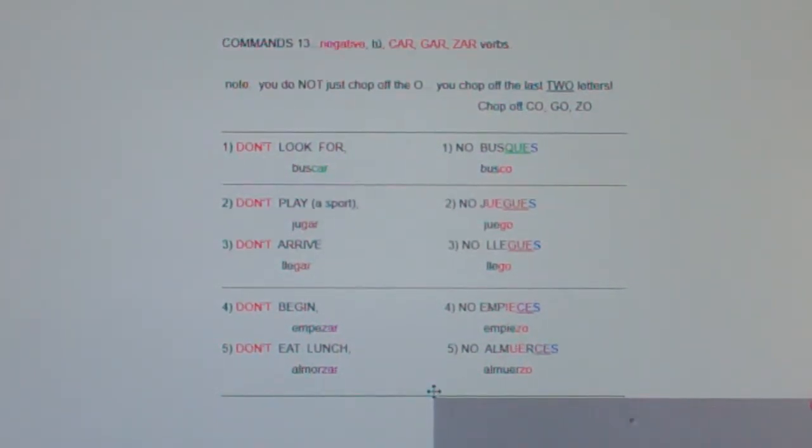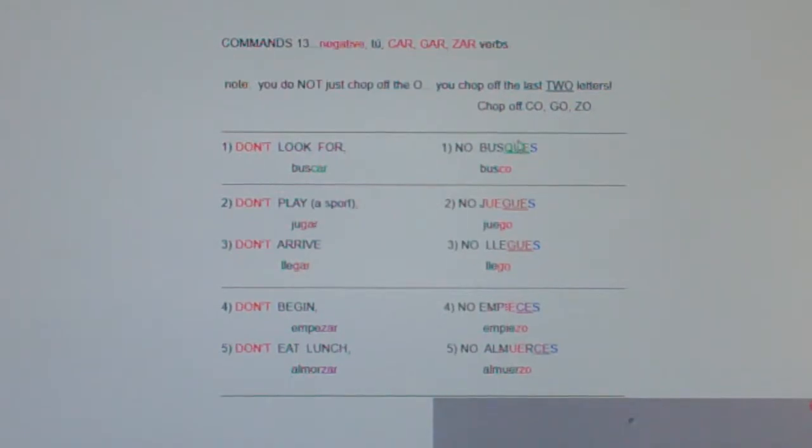Now, Mr. Holt, if you're telling me how to make negative commands, why are you talking about the yo form present tense? Because remember, to form negative commands, you have to go yo form, chop the O, opposite vowel ending. Yo form, chop the O, opposite vowel ending. All right? So, you go to busco.